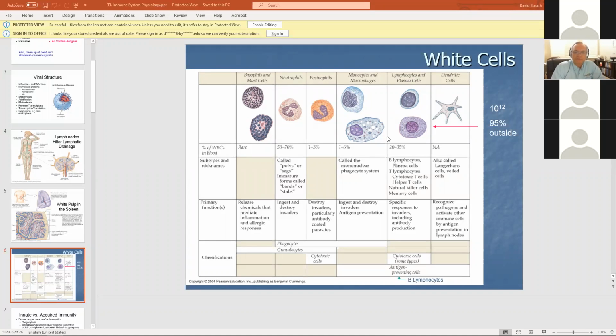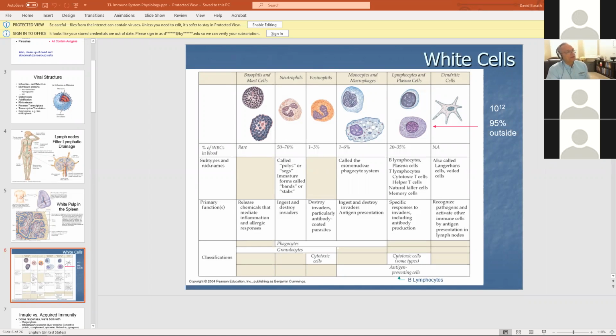They're called the mononuclear phagocyte system. These macrophages are all around in our tissues waiting to chew up pathogens that get under our skin, but not into the bloodstream per se. That answers the next question.